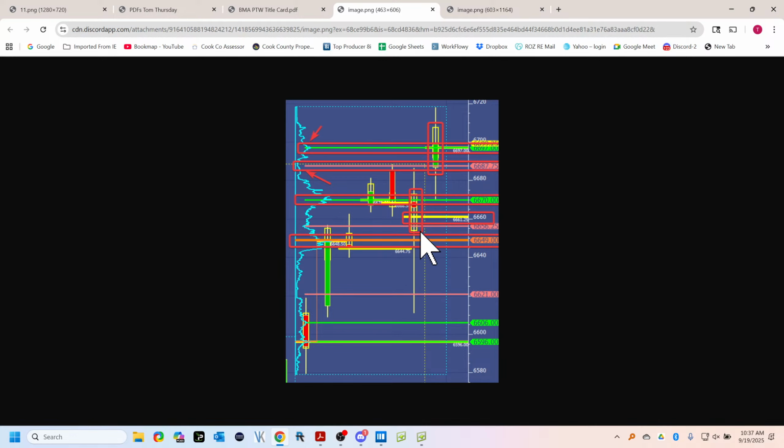The value area is where 70% of the volume takes place. And it's these little yellow boxes.